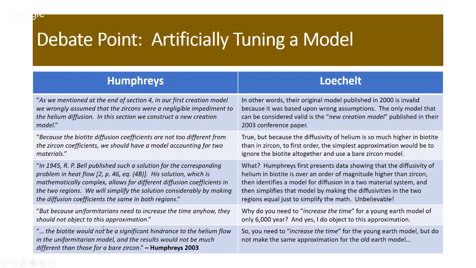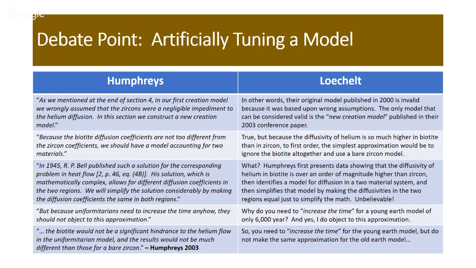He says, but because uniformitarians need to increase the time anyhow, they should not object to this approximation. So first of all, my question is, why do you need to increase time for a young Earth model of 6,000 years? Because remember, he's saying uniformitarians need to increase the time. But this is not the uniformitarian model. This is the young Earth model. So who needs to increase the time? Not the uniformitarians. It's the young Earth creationists. But then why do young Earth creationists need to increase time for a model that has only a model time of 6,000 years? So yes, I do object, because to me that makes things even more suspicious.